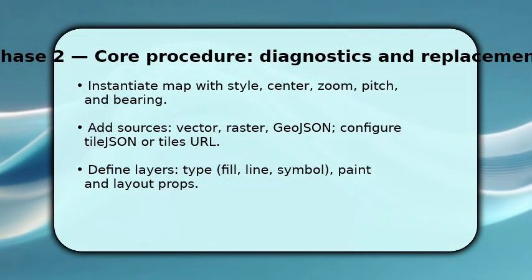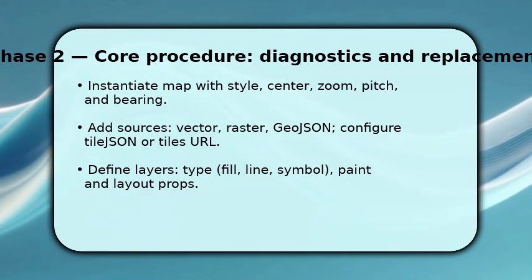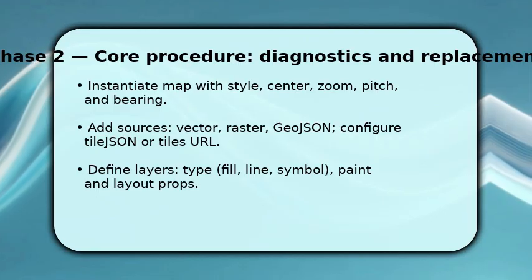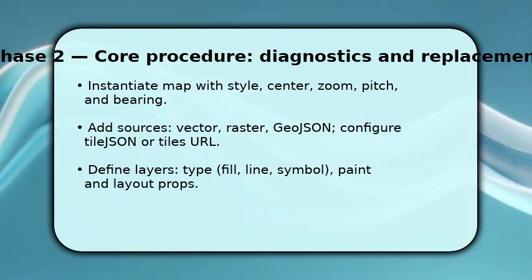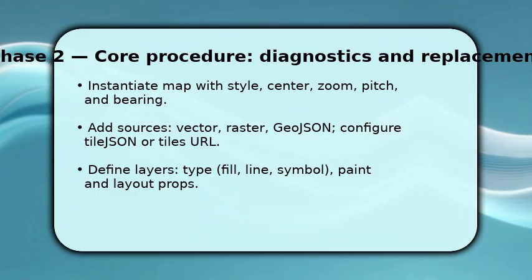Next, you create the map and load data. Instantiate a Mapbox map with a style, center coordinates, and initial zoom so tiles render correctly. Then add data sources, vector tiles, or GeoJSON, because sources feed layers. Configure tile URLs and tile size for optimal performance.